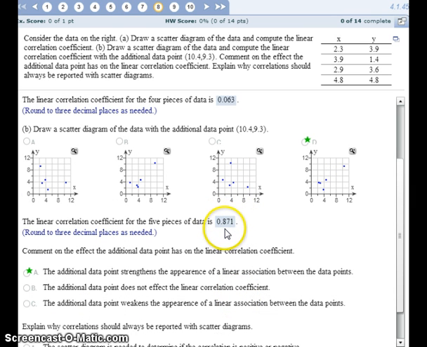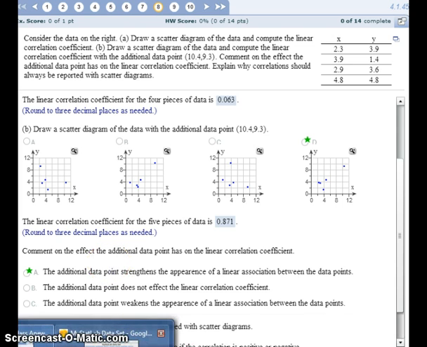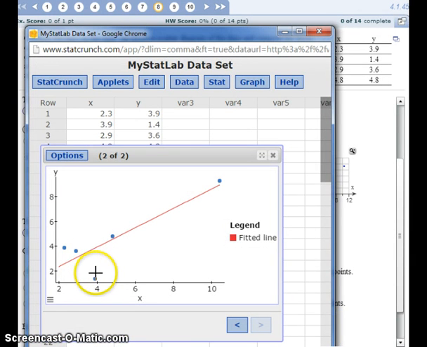So our correlation coefficient is now much closer to the value of 1, which means the data appears to be more linearly correlated than we had previously. This value is much closer to 1 than this value. So the additional data point strengthens the appearance of a linear association. You could have also looked at your comparative charts here in StatCrunch, and this line seems to fit the data much better than our previous line did when we only had 4 points.